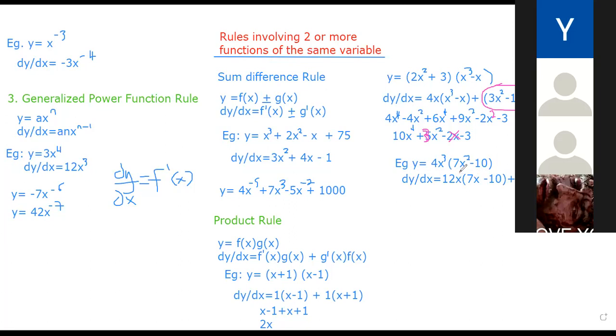Please mute yourself. So when you finish, the rest is for you to simplify. The rules of differentiation actually are not difficult, but sometimes the simplification is.